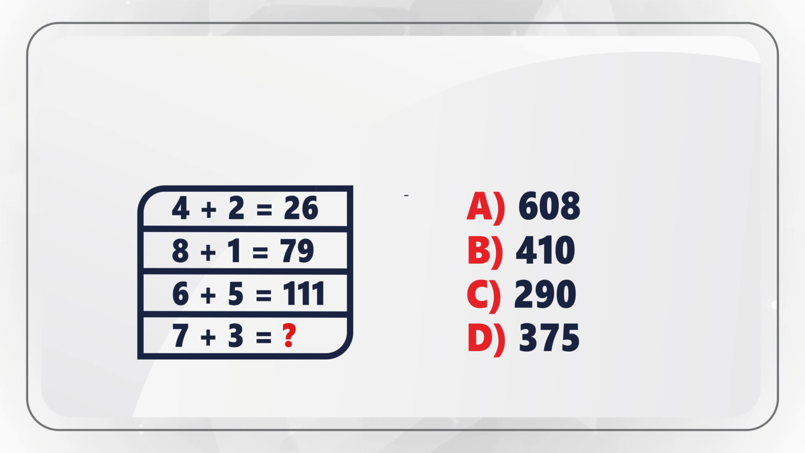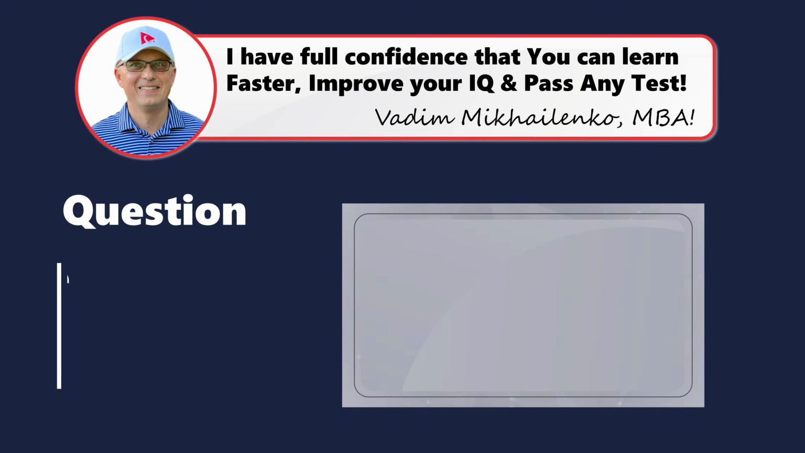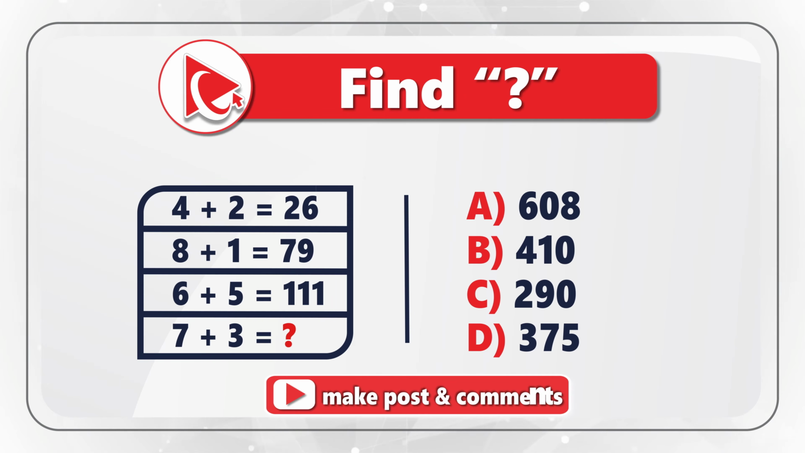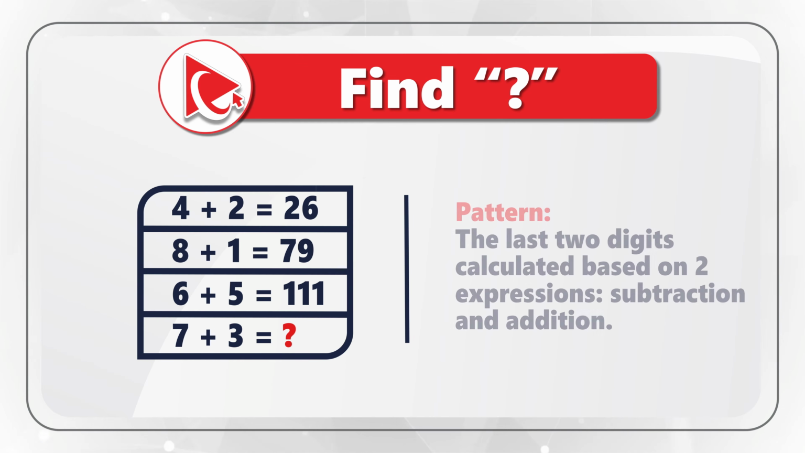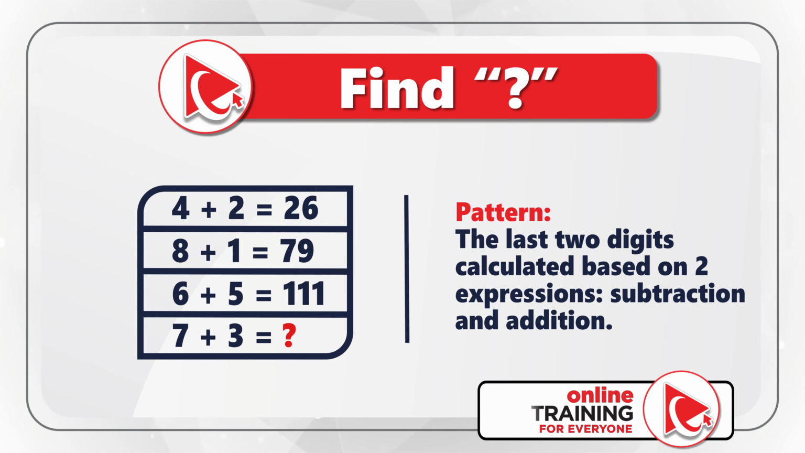I hope the hint was helpful because I am moving forward to share with you my version of the answer. And obviously, if you have a better way to solve it, please make sure to post in comments. As you might have figured out, we are not dealing with typical math expressions here, because the pattern is that the last 2 digits are calculated based on 2 operations, subtraction and addition.